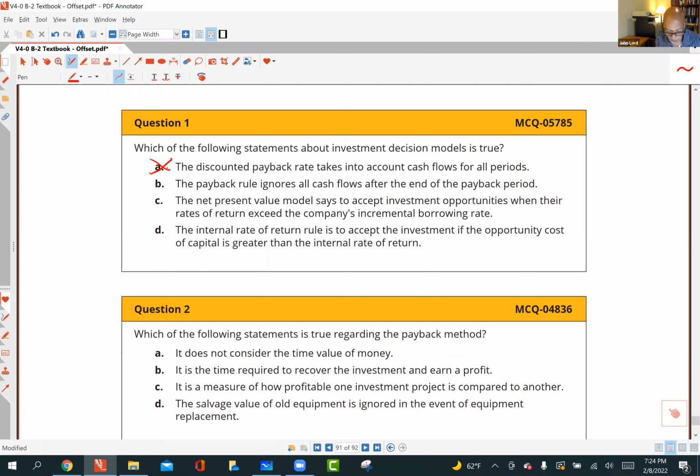Net present value method says to accept investment opportunities when their rates of return exceed the company's incremental borrowing rate. That's a nice little nonsensical statement. The internal rate of return rule is to accept the investment opportunity of capital greater than the internal rate of return rule is to accept the investment if the opportunity cost. I mean, I can't even read that one. It's so stupid. Okay. So obviously, B is the correct one for us.